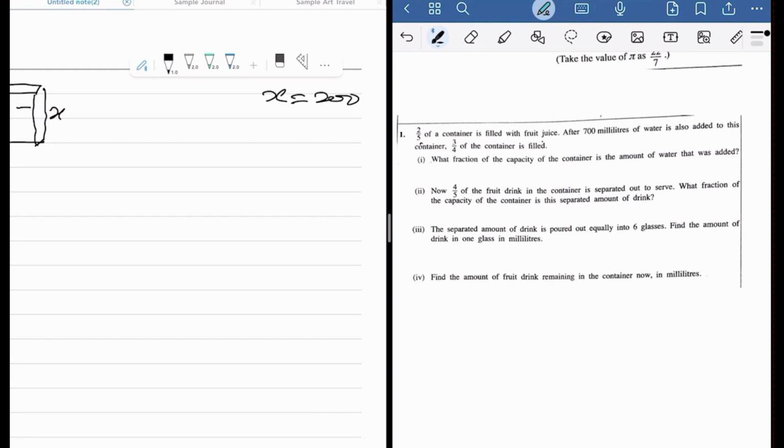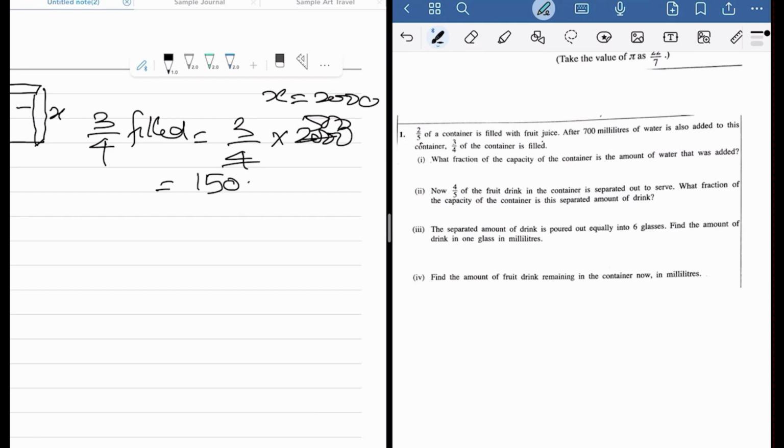So we know that x is 2000, therefore 3/4 of that will be equal to 3 over 4 multiplied by 2000, that is going to be equal to 4 times 5 here multiplied by 3, that's 1500. So that's the amount they have at the moment.